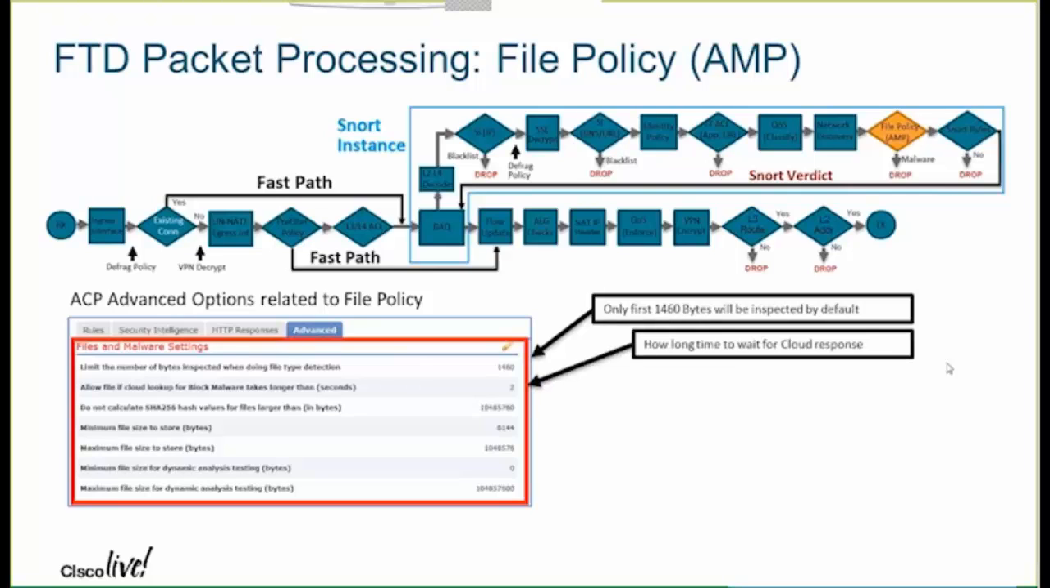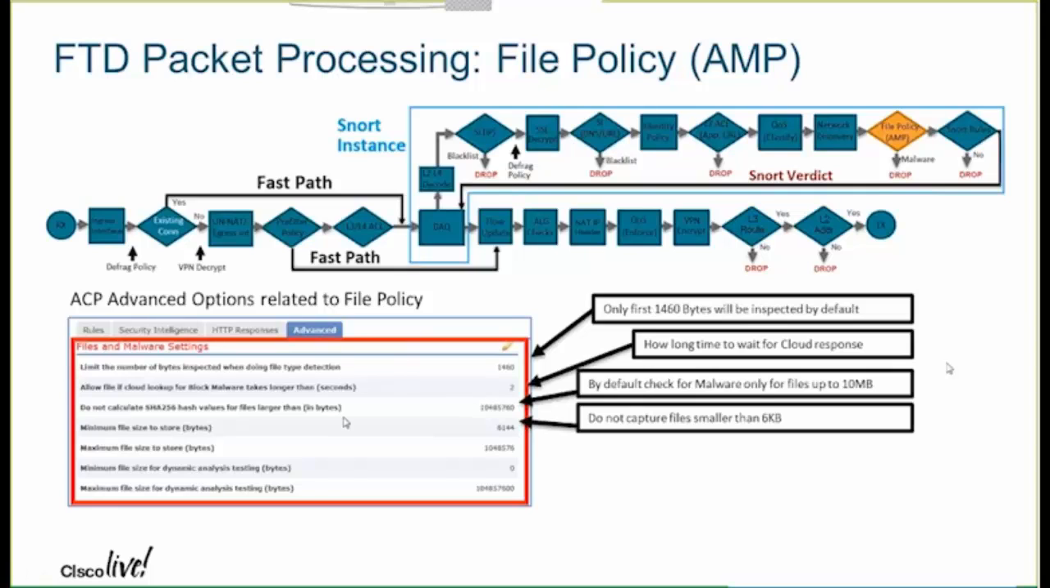The next one is how long it needs to wait for the cloud lookup. If it doesn't wait, it will basically permit the traffic through. By default, for any malware types, we only calculate a SHA value if the file size is up to 10 MB. If the file size is more than 10 MB, we do not calculate the SHA value for it.